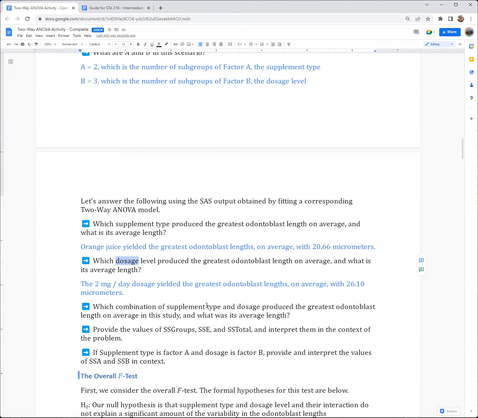Well, conversely, maybe with ascorbic acid, you can give it at really high doses and the vitamin C intake keeps going up. So if there's sort of differential effects depending on the combinations of the two factors, in this case, the dosage and the supplement type, we say there's an interaction between the factors.